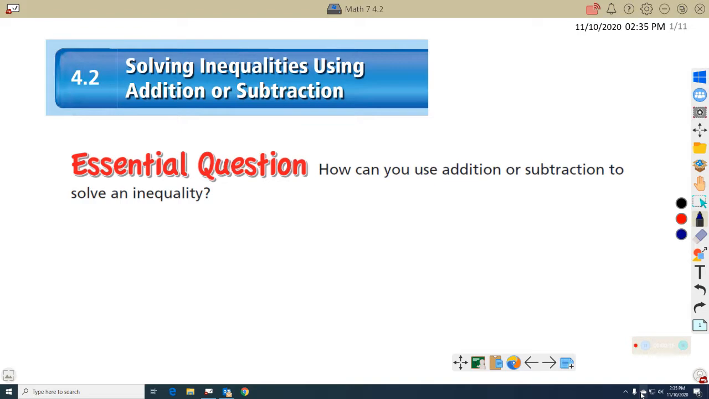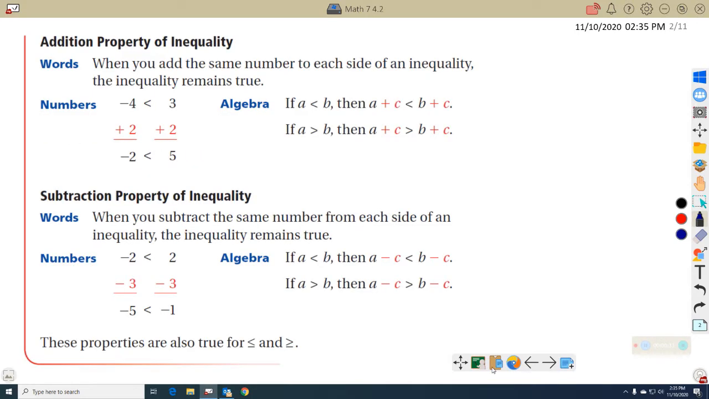And the answer is quite easy, actually. The same way you use them to solve equations. When it comes to solving inequalities, inequalities have many of the same properties as equations. So we use the same properties for solving using addition or subtraction.